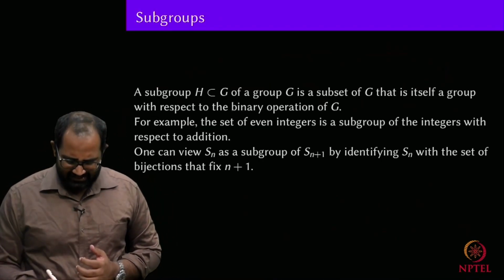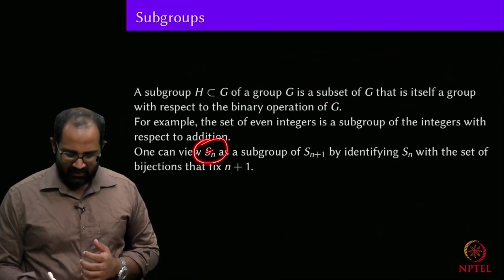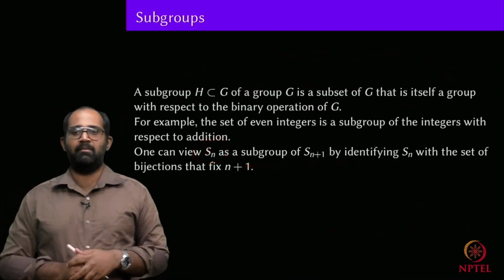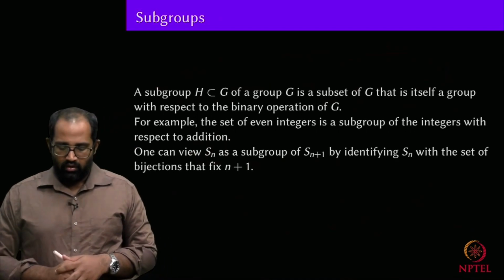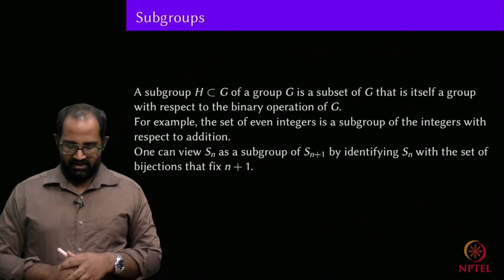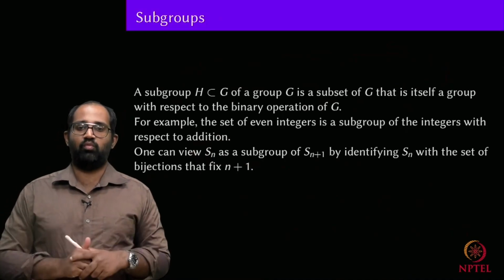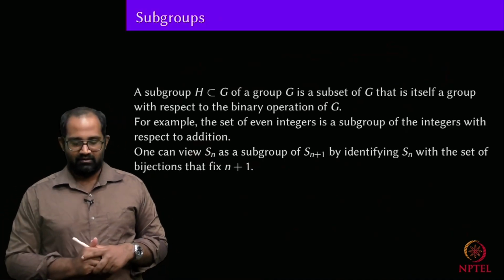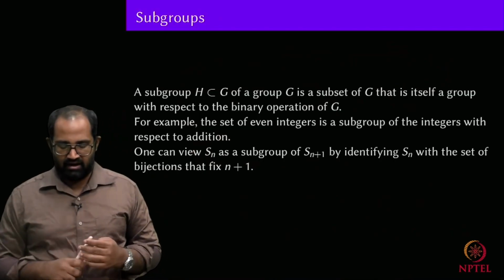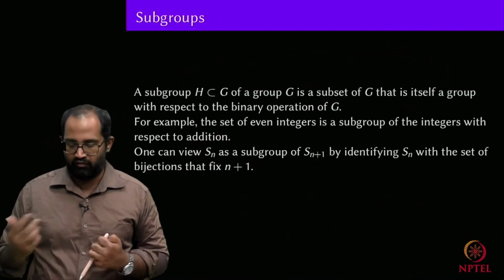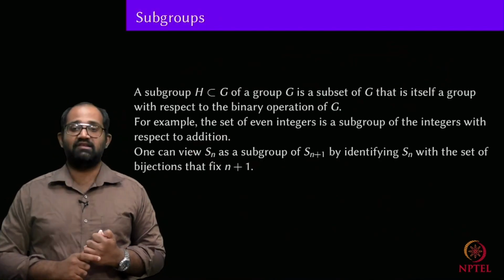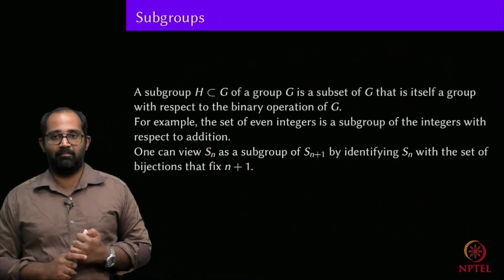You can technically treat Sn as a subgroup of Sn plus 1. How? Look at those permutations of Sn plus 1 which leave n plus 1 untouched. That is, functions f on 1, 2, 3, 4, ..., n plus 1 such that f of n plus 1 equals n plus 1.